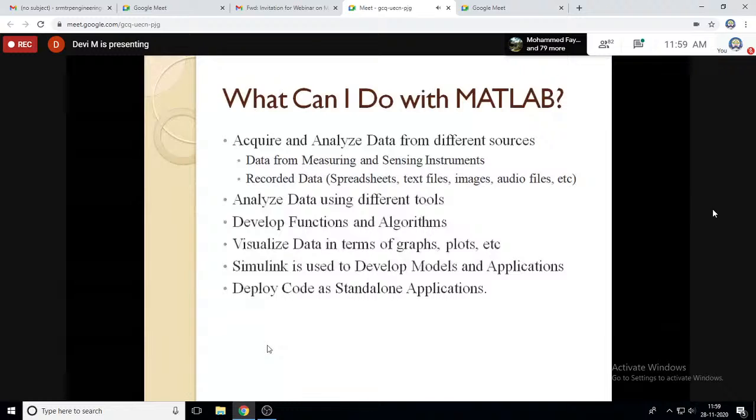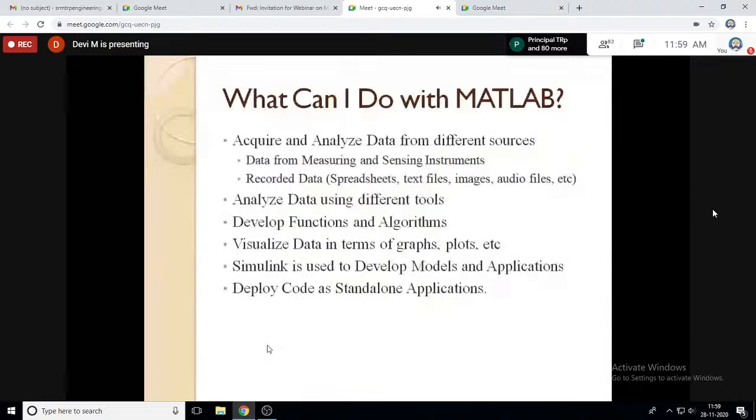Why? Because in some software you can't upload a video file as an input. Whereas in MATLAB you can upload even a video file as an input. So it can handle all types of data as an input. This is the best thing to do with MATLAB.